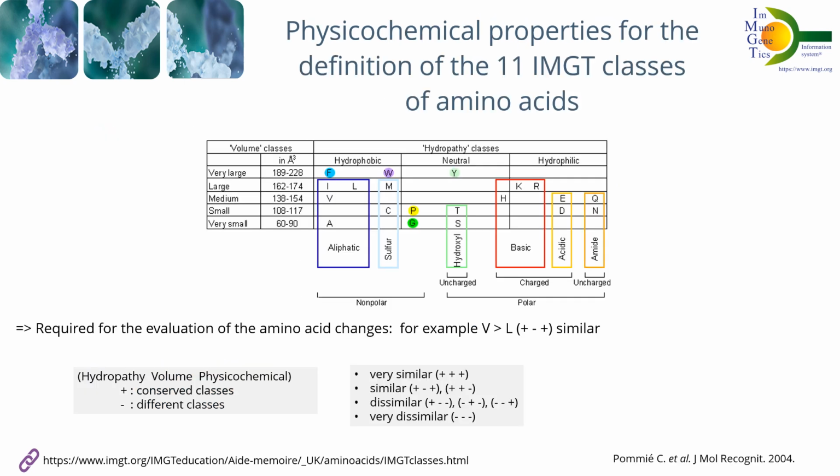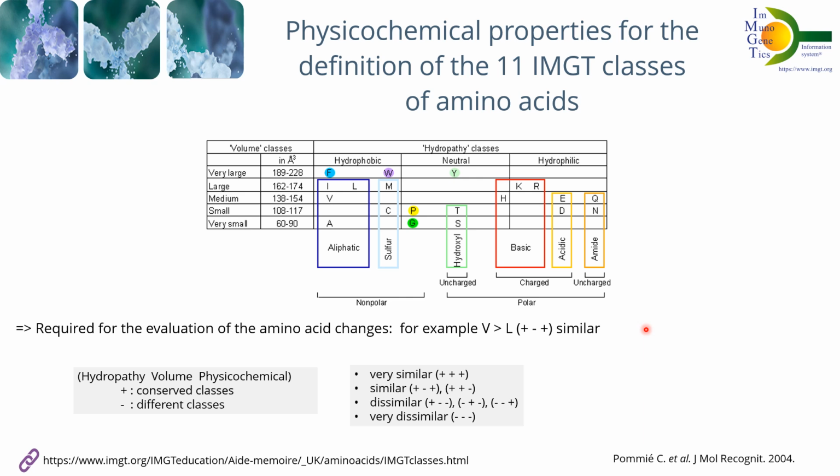We would like to add to this short introduction of IMGT standards the presentation of the 11 classes of amino acids defined by IMGT. They are based on three major properties: hydropathy, volume, and physicochemical characteristics of the amino acids. These classes are particularly useful to qualify any amino acid change in the case, for example, of non-silent hypermutation in immunoglobulin sequences or in the case of artificial changes in the context of antibody engineering.